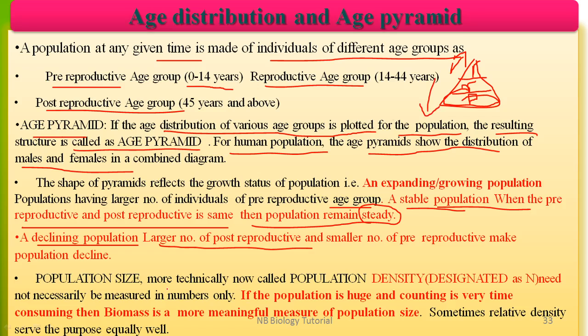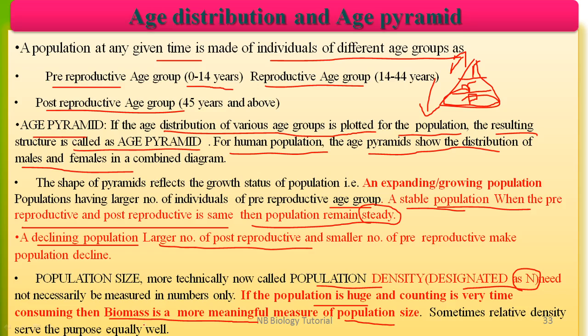The population size, more technically called the population density, which is designated by the letter N, need not necessarily be measured in numbers only. If the population is huge, counting is a very time-consuming process, then biomass is a more meaningful measure of the population size. Sometimes relative density serves the purpose equally well.